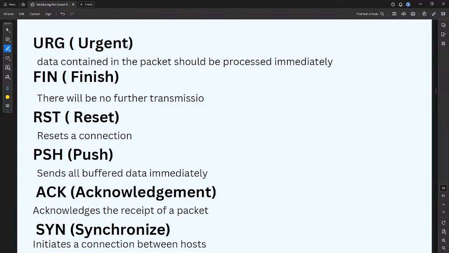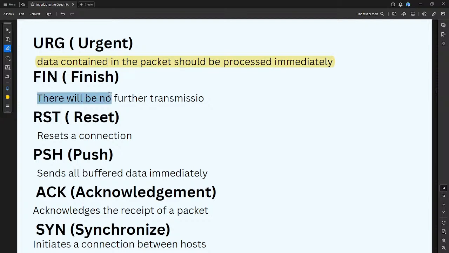Now, the URG flag, which is the urgent flag, focuses on the data contained in the packet and how it should be processed, which is, as the name implies, urgently. So once this flag is added to a particular packet, what this tells the destination or the server is, deal with this packet immediately. Give me the information that I'm requesting immediately. That is how the computer understands, okay, this is an urgent communication and it needs to be processed immediately.